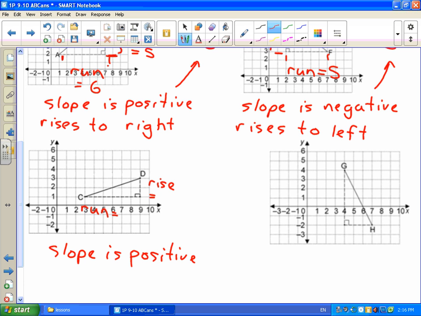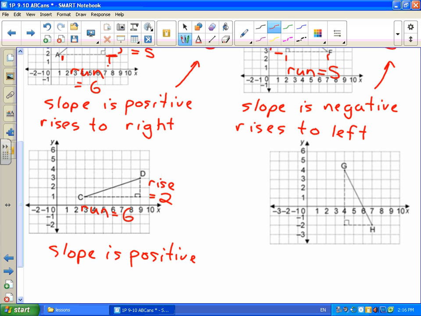What's our rise, looking at that graph there? 6. Is that our rise? Is that how much it goes up by? 2. Yeah, our rise is 2. Now, when Corey said that it was 6, what was he looking at? He was looking at, Jacob. No, run. And our run is 6. So our run is how far it goes across.